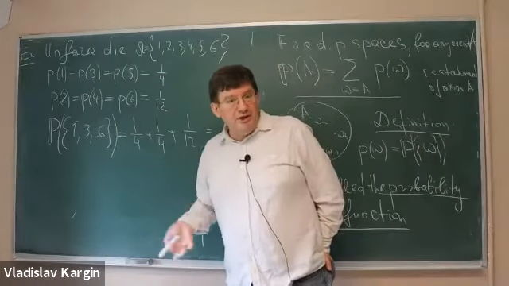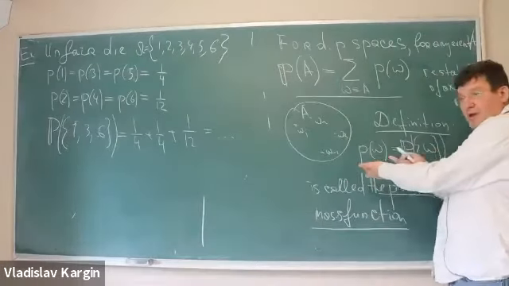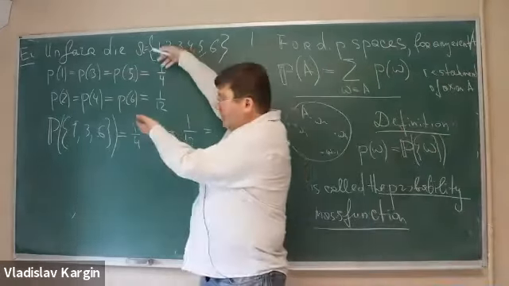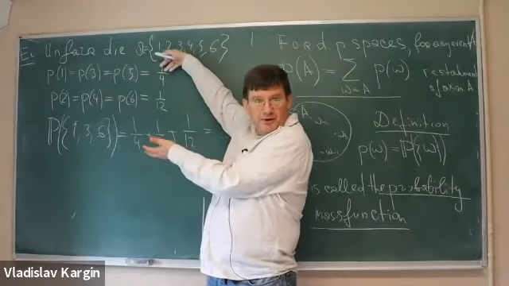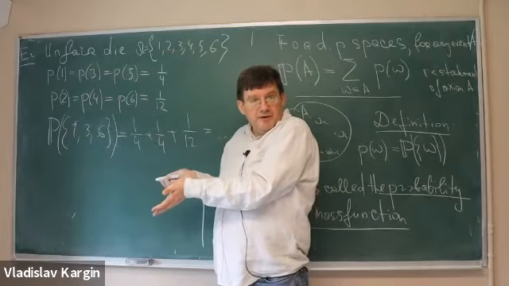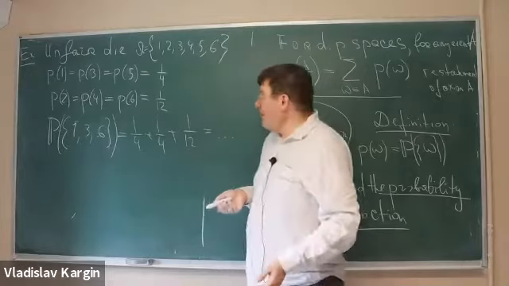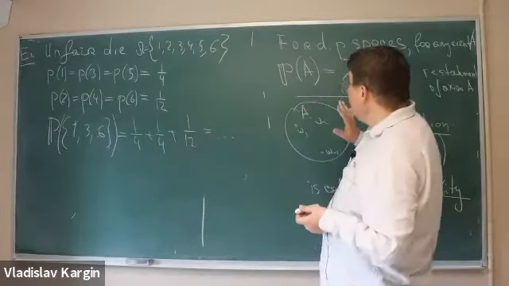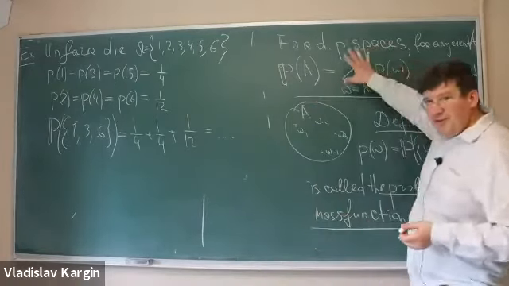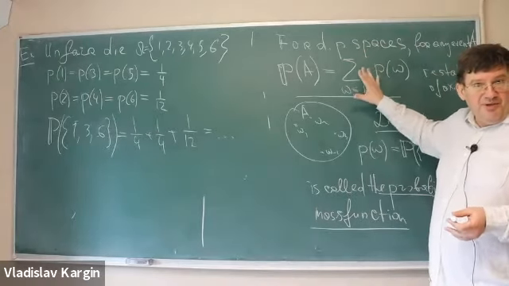This is a generalization of the Laplace definition because we are thinking about this P of omega. In the Laplace case, they would all be equal to the same thing. Here, they might be equal to different things. All right, so this is a discrete probability space, a recipe for how to calculate probability this way.